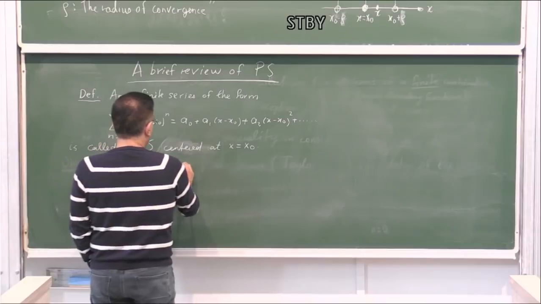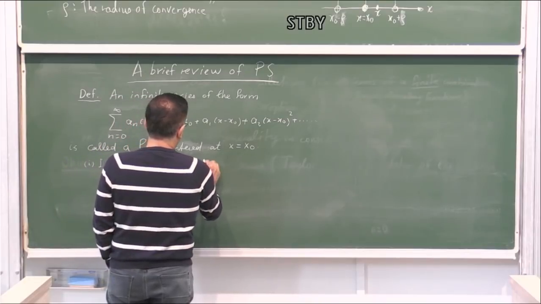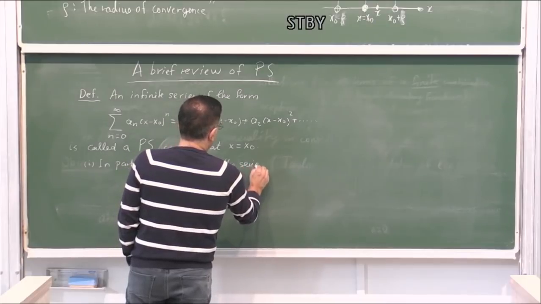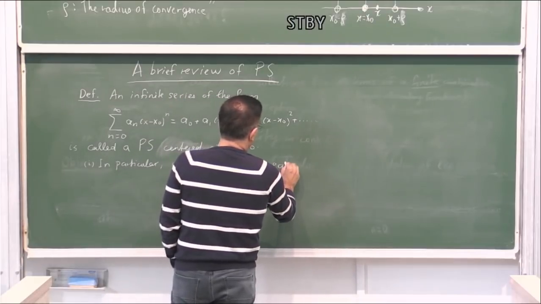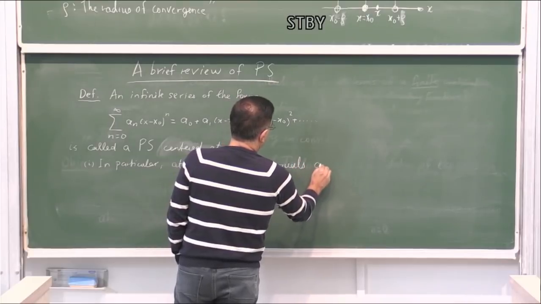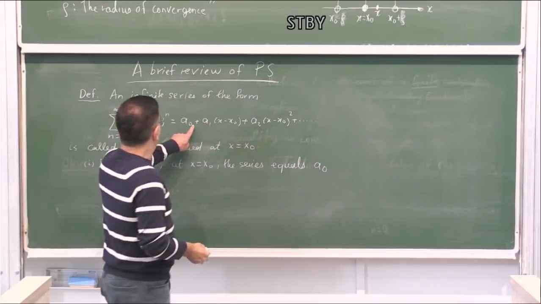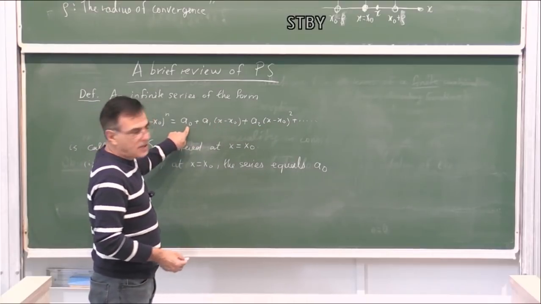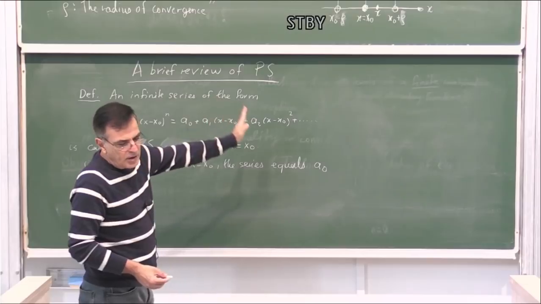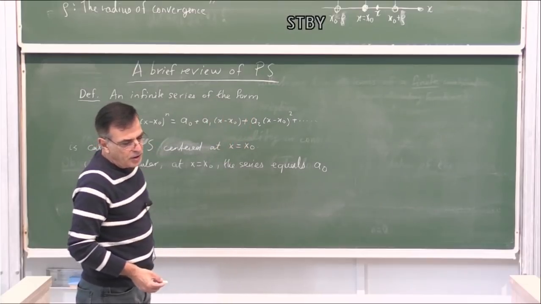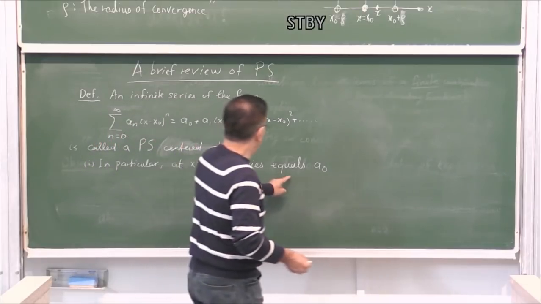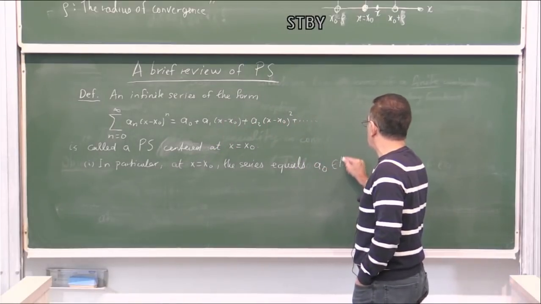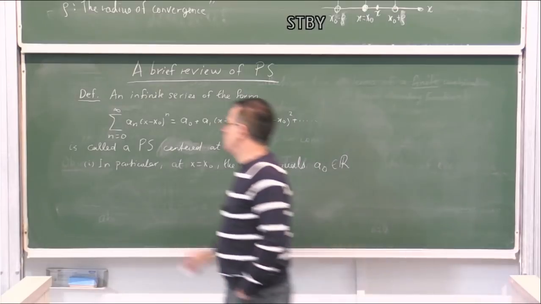In particular, at x equal to x0, the series equals a0. So look, put x equal to x0, as you see, every term except the first constant term vanishes. So the power series makes sense. It equals a0, which is a real number. Good.